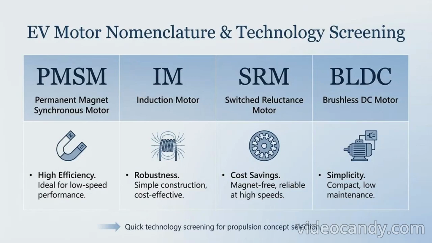Now let's look at electric motor names in EV spec sheets. The first thing you'll notice is the motor type. PMSM means permanent magnet synchronous motor and is very efficient, especially at low speeds. IM means induction motor and works using electromagnetic induction instead of magnets. SRM is switched reluctance motor with a simple, cheap rotor design. BLDC means brushless DC motor. Each type tells us how the motor is built and how it performs.